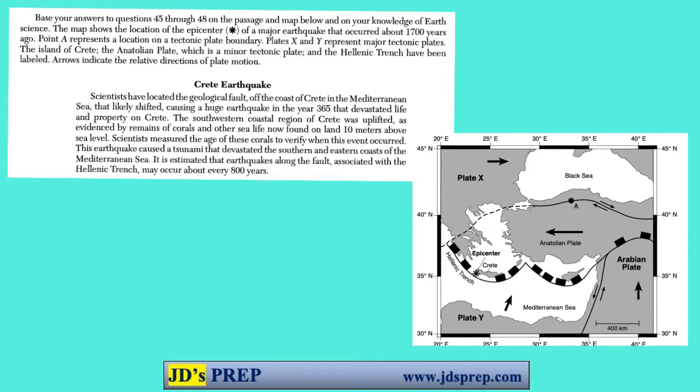Scientists have located that fault off the coast of Crete, in the Mediterranean Sea. It caused a huge earthquake in the year 365. The southwest coastal region of Crete was uplifted. They found evidence of corals and other sea life now found on land 10 meters above sea level. Also, the earthquake caused a tsunami that devastated the southern and eastern coasts of the Mediterranean Sea. It's estimated that earthquakes along the fault associated with the Hellenic Trench may occur about every 800 years.